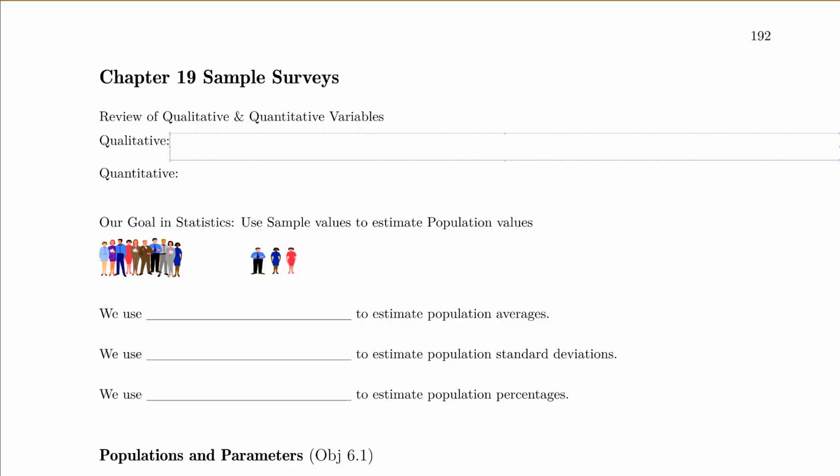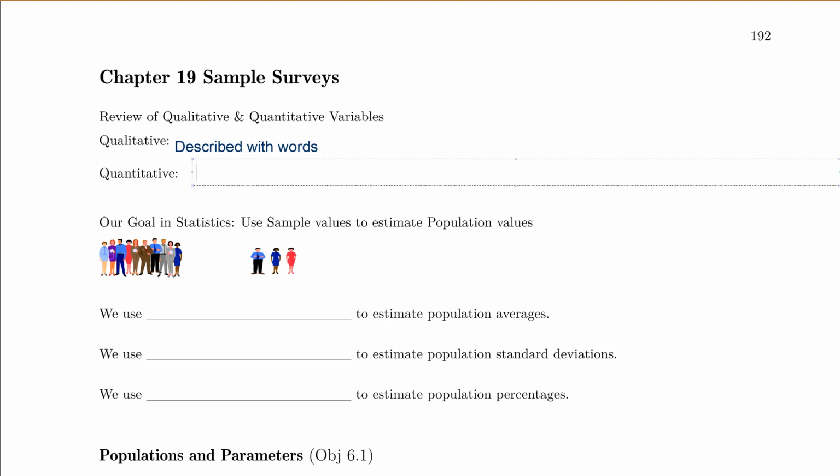This is chapter 19. We're talking about sample surveys, or ways that we can actually collect the data. Before we start, let's review from chapter 3, qualitative and quantitative variables. A qualitative variable, if you remember, is described with things like words, like boys, girls, blue eyes, brown eyes. Whereas quantitative is described with numbers.